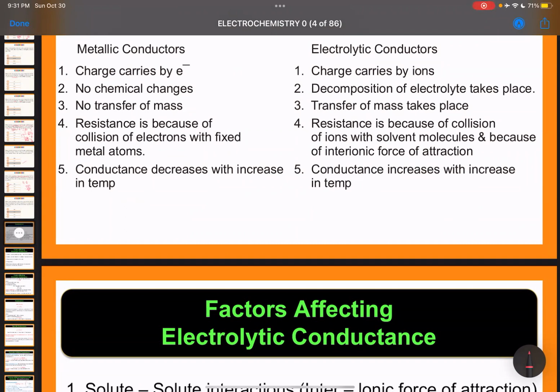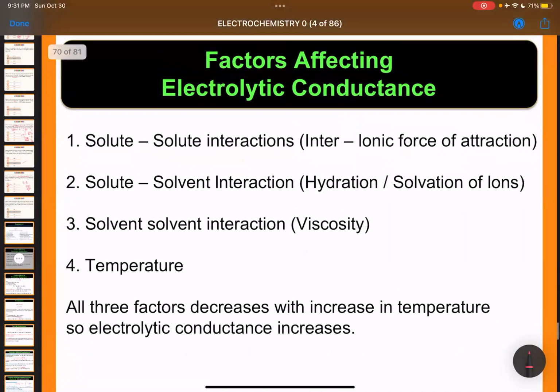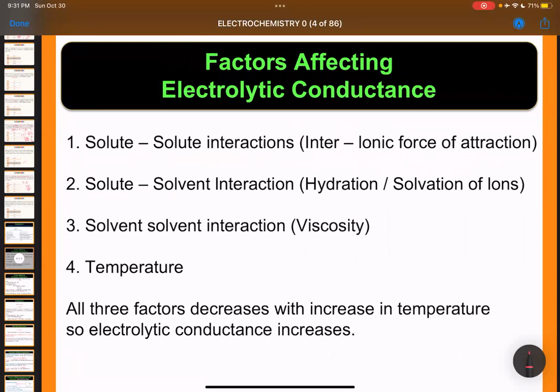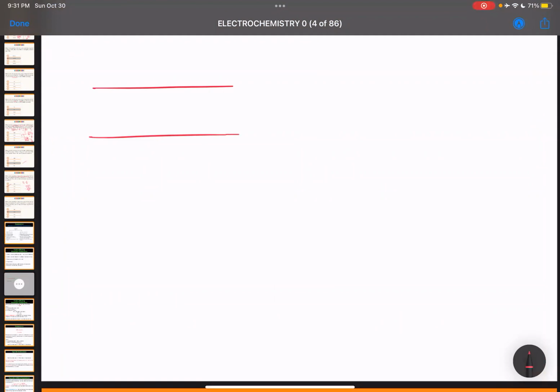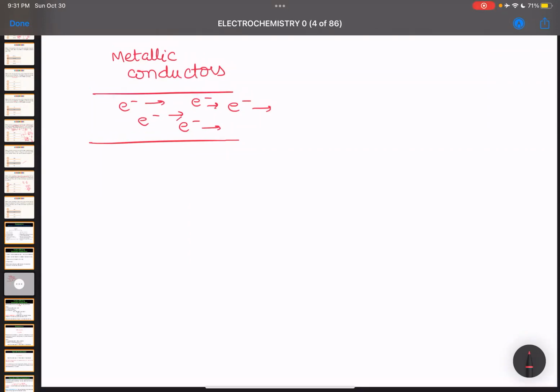Metallic conductors and electrolytic conductors. So metallic conductors are actually the metal wires. And in the metal wire, the current flows due to electrons. And what are electrolytic conductors?